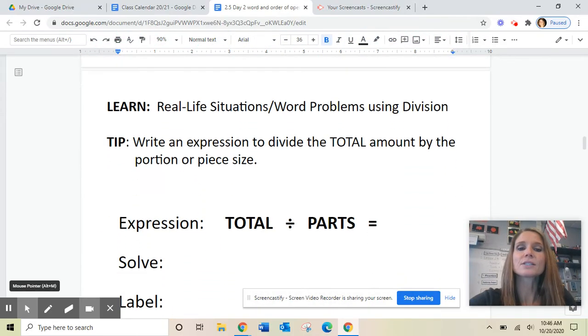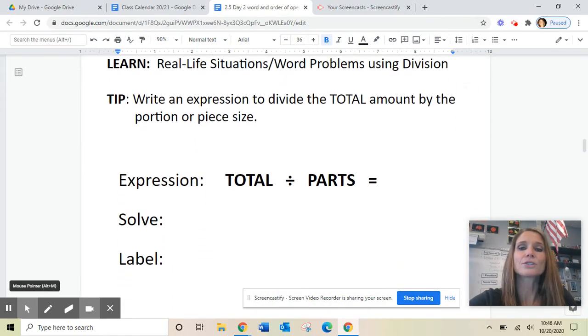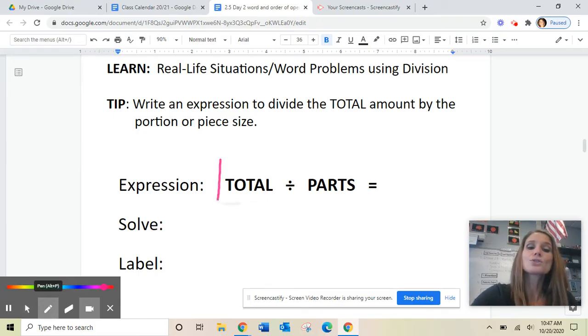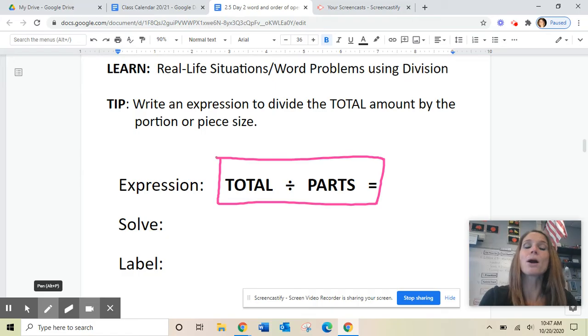So let's discuss when we're setting up a real life situation that requires division. When you write your expression and it's a division, kind of splitting idea, we want to start with the total. Always start with the big total amount and split it into smaller groupings, smaller parts, smaller pieces. So when you're writing your expression, total split by parts, set it up this way.